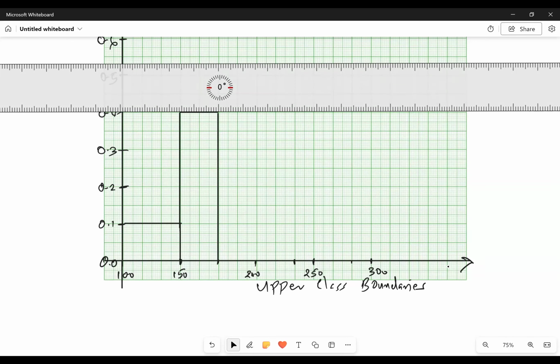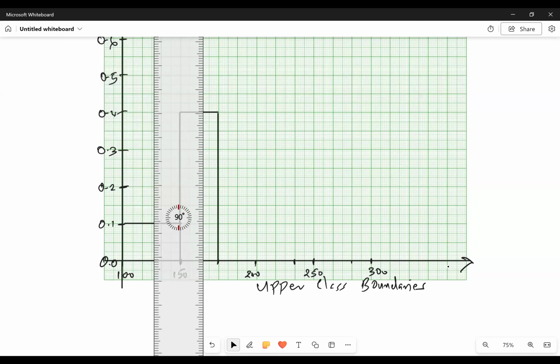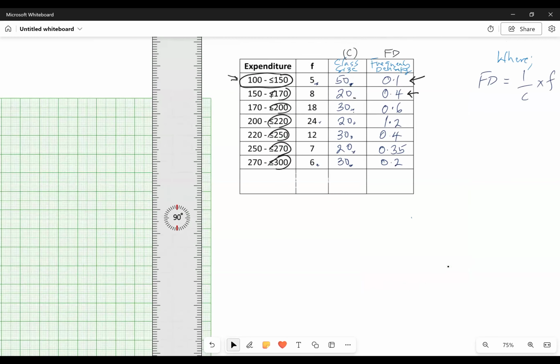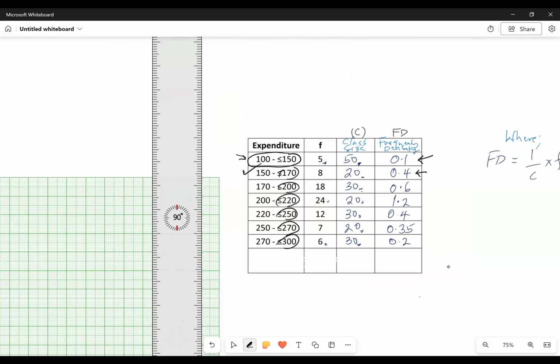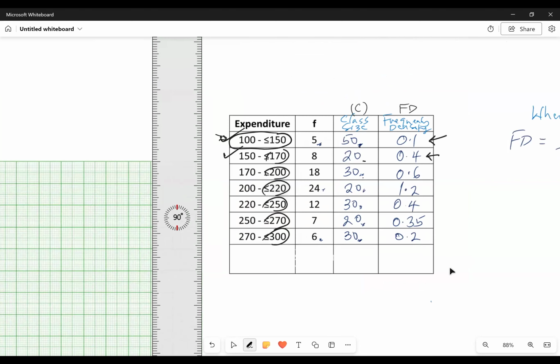Then next, what do we have? We have a 200. I think I can go back to my table. I am done with this. I'm done with that. So now I need the 200, which I know where it is. And the frequency density is 0.6.